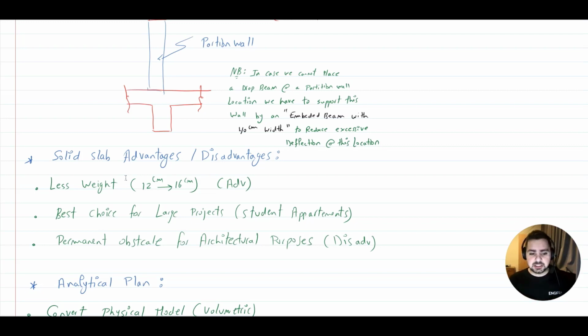Now, one main disadvantage is that it is a permanent obstacle for architectural purposes. So let's say you want to change the layout of your house, so you want to remove a wall. What you're going to see is that you have an embedded beam within this wall. This is what we call a permanent obstacle. So this restricts us in terms of the architectural design that we want to go for, or any architectural modifications that we want to make later on. And this is one of the main disadvantages of a solid slab system.